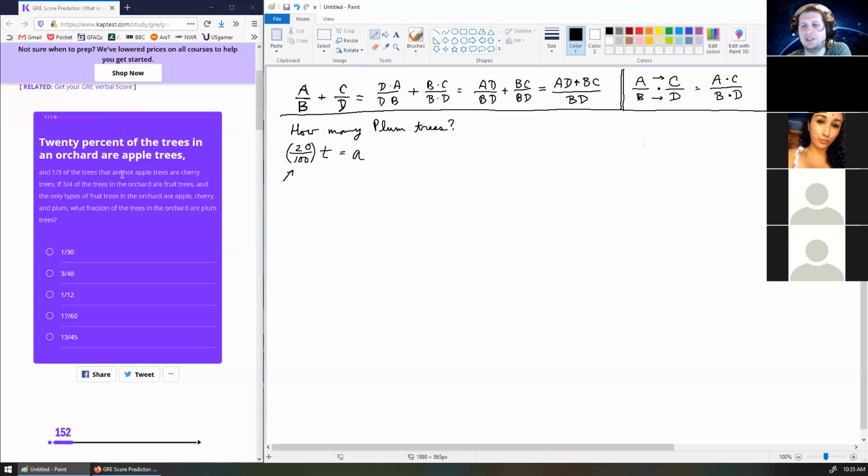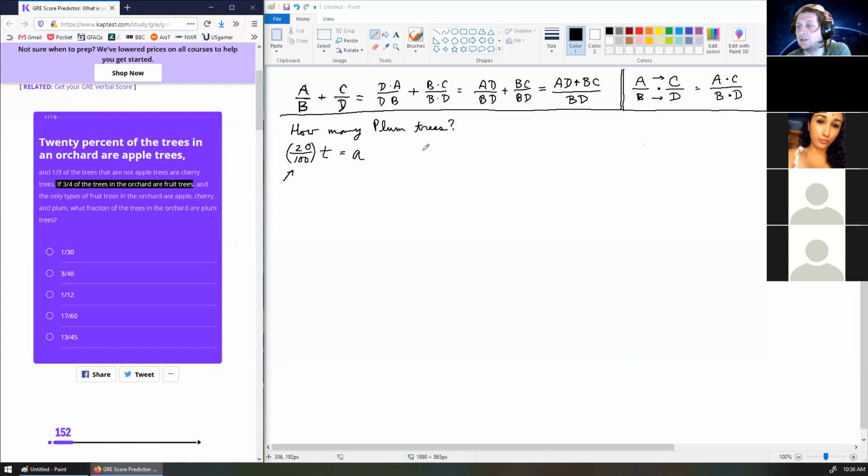1/3 of the trees that are not apple trees are cherry trees, and 3/4 of the trees in the orchard are fruit trees. So when Evelyn and I were looking at this question yesterday, that bit kind of threw us off for a second. 3/4 of the trees in the orchard are fruit trees. So at first we were just assuming that all the trees in the orchard were fruit trees, but that's not actually the case. So we have to keep that into account.